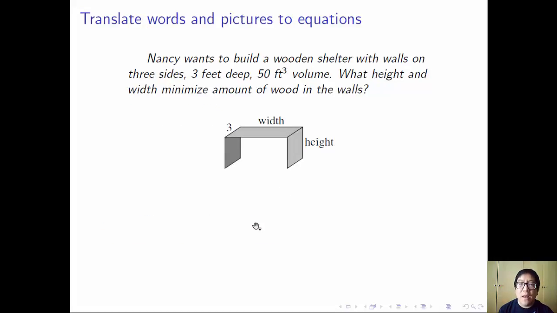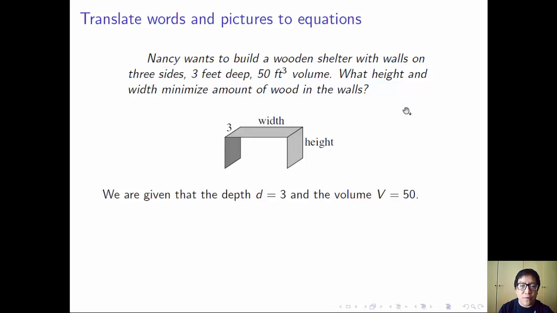Okay, next step. So now, here we finally start to get some equations. Now we're going to translate all the words and pictures that we see over here into equations. So, for example, we're given that d equals 3. Remember, d was our name for the depth, and we're given that d is always equal to 3, and that v, the volume, is always equal to 50.